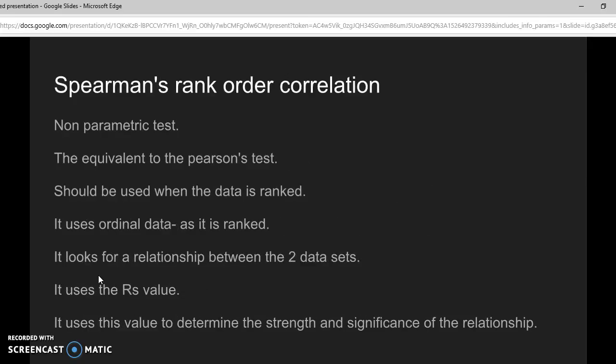Spearman's rank order correlation. This is a non-parametric test, and it is the equivalent to the Pearson's test. It should be used when the data is ranked, and it uses ordinal data because of this. It will look for a relationship between the two datasets to look for similarities again, and it uses the R-value. It uses the R-value to determine the strength and the significance of the relationship.